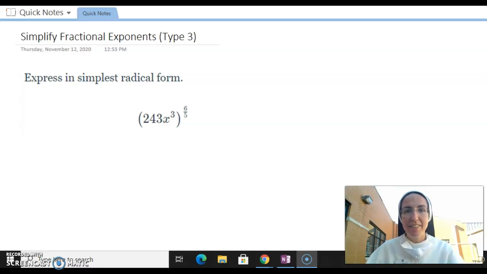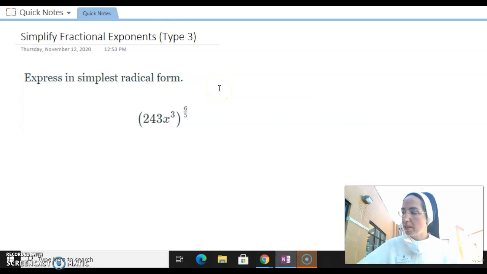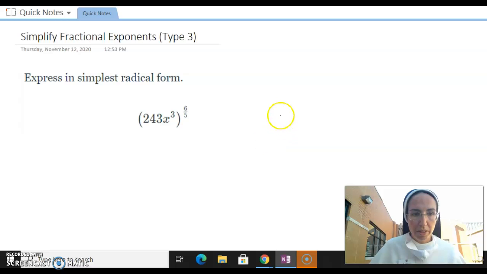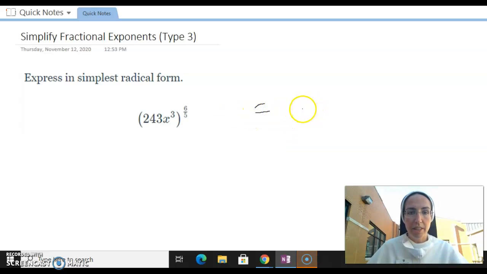Hi ladies, this video is to explain one different way of simplifying exponents that Delta Math uses. I don't recommend it because it's not helpful for calculus, but for this next lesson it's good that you know how to do it. So for example, you might get something like the following: 243 times x cubed all raised to the 6/5.